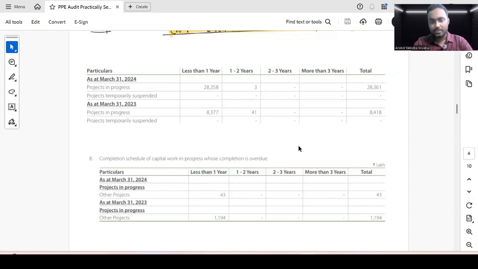However, let's say the project was supposed to be completed in July 2022, but is still outstanding in CWIP as at March 31, 2024. In such a scenario, it would come under the 1 to 2 years bucket. I hope you understand this, guys. These are the disclosures which we are required to give under Schedule 3 mandatorily. I hope you understood this, guys.